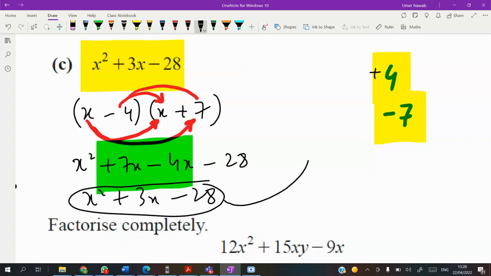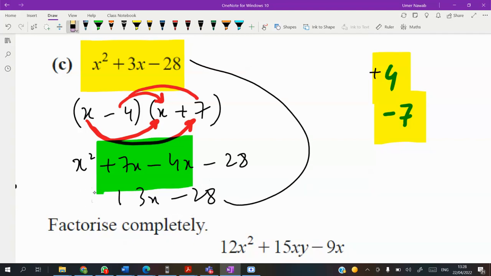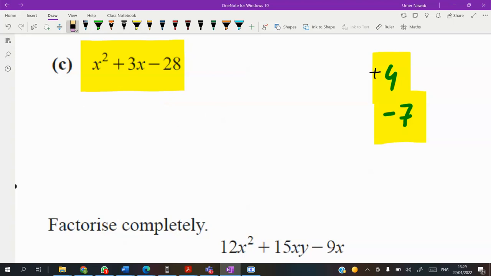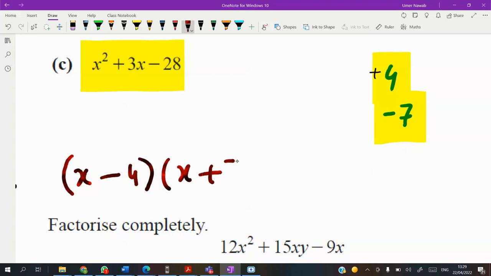Is this matching with the original question or not? Yes, it is matching. Now, how can you save your marks, so that the examiner will not cut your marks? You can do one extra step. What is the extra step? Leave some space here. Get the answers from the calculator and write them in factor form: x minus 4 and x plus 7.